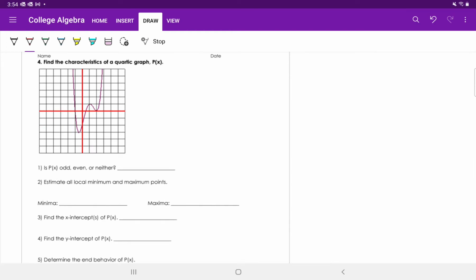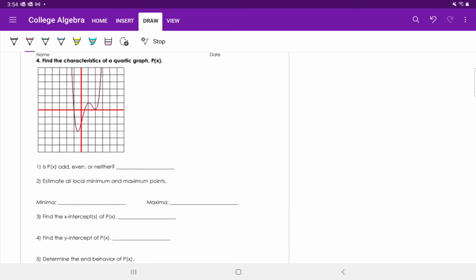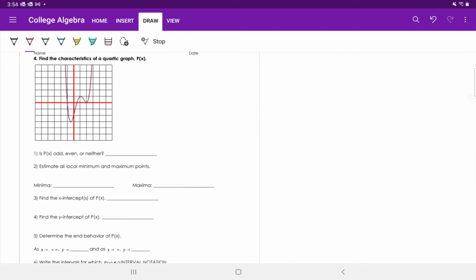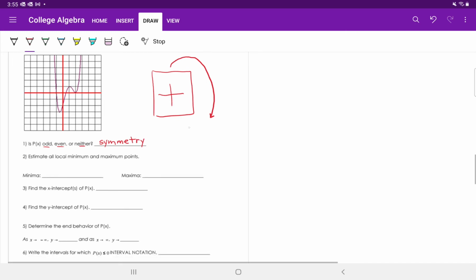For number 4, we're given a graph, and we're just going to answer a few questions about the graph based primarily on the picture. So when we're looking for whether our graph is odd, even, or neither, we're looking for symmetry of some kind. Remember, odd functions are symmetrical around the origin. So imagine if you had a piece of paper with your graph on it. If you rotated this picture upside down, so 180 degrees, you rotated it flat on the surface of your desk, it would look the same.